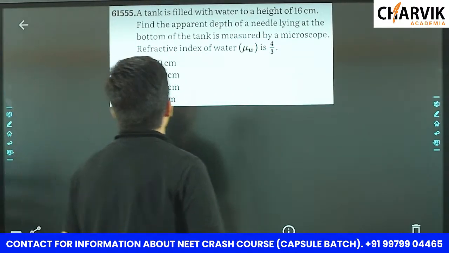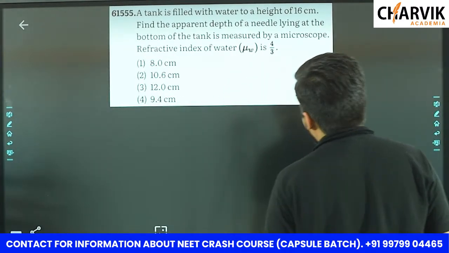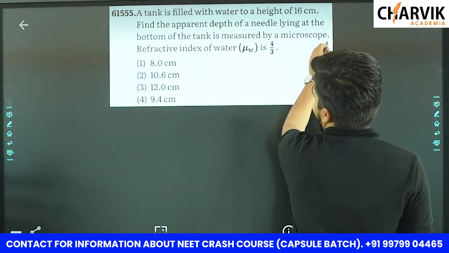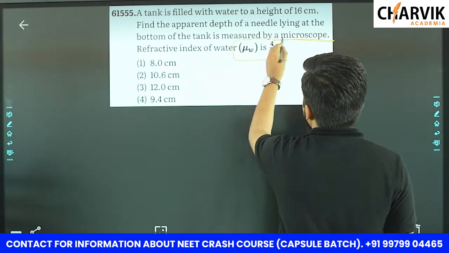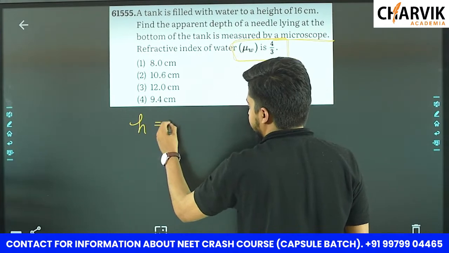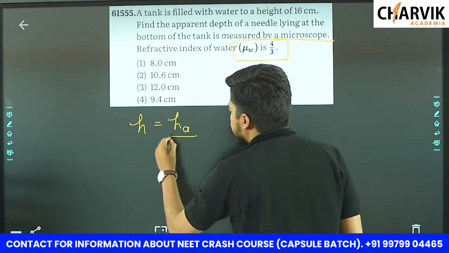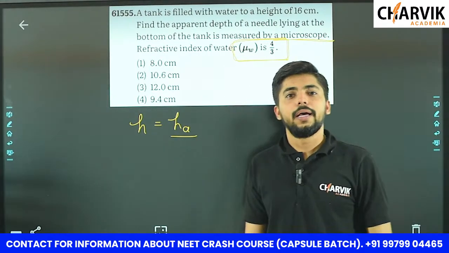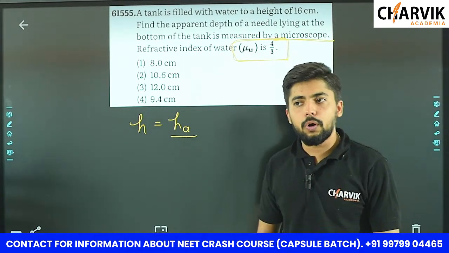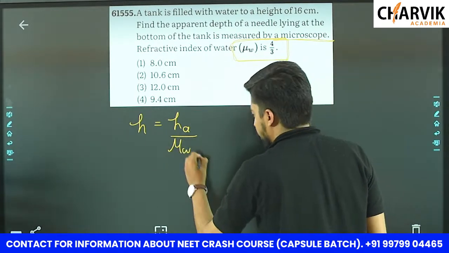Okay, so the next question says a tank is filled with water to a height of 16 centimeter. Find the apparent depth of the needle lying at the bottom of the tank as measured by a microscope. Refractive index is given. So how will you find the apparent depth? The formula is: apparent height is equals to actual height divided by the refractive index. Whether you write refractive index as n or eta or mu, right now in the question it is given as mu w, for water.